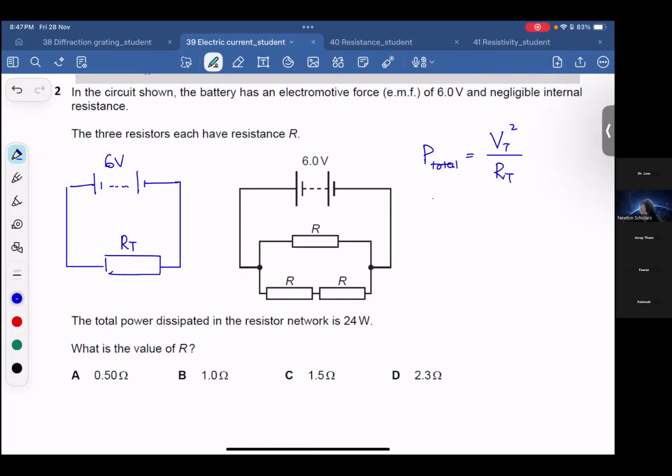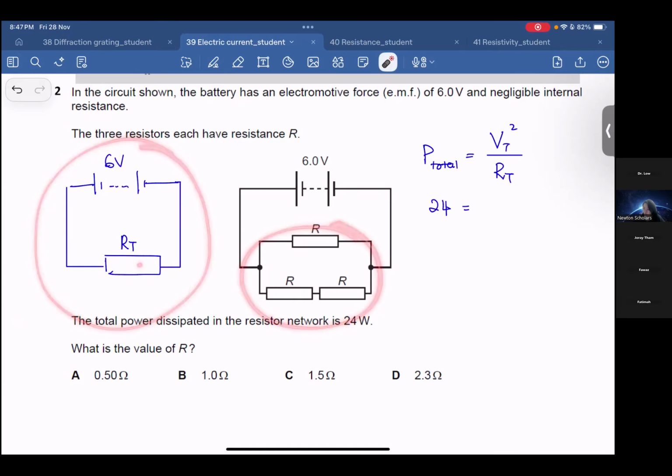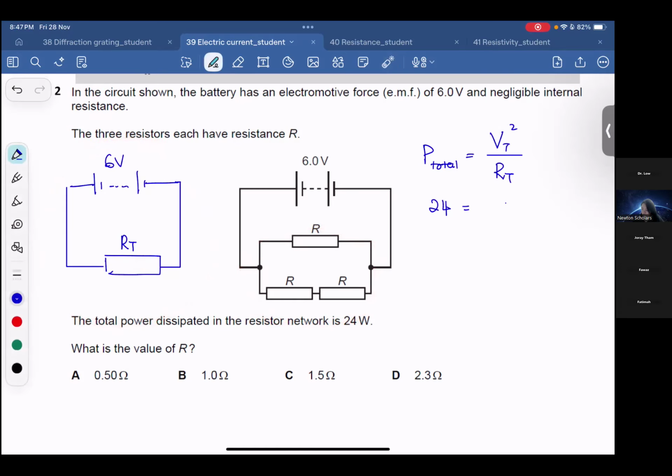Okay, total power 24 equals the total voltage. You see, I draw the whole circuit. I combine the total resistance. So in the circuit, total power is 6 squared divided by RT. A lot of you stop here, you get 1.5 ohm. But don't forget, if you give me answer C, you are only halfway. Halfway is because you are getting the total resistance, not the R, 1R.